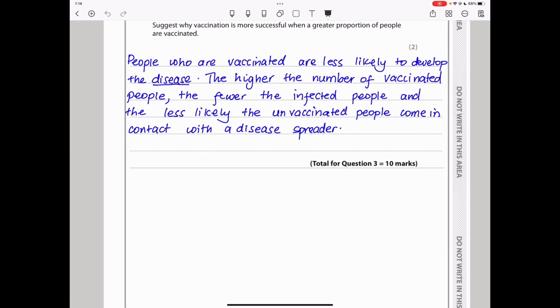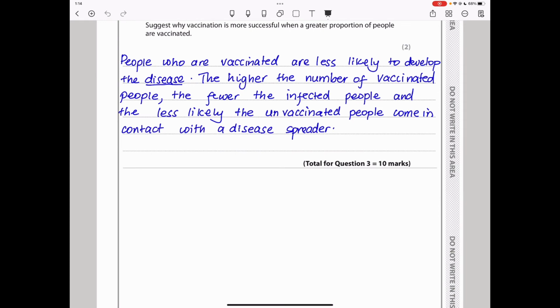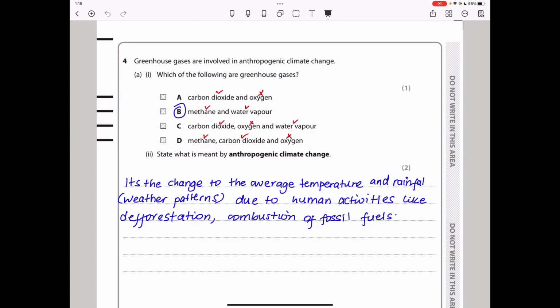So this brings us to the end of question 3. Let's move on to question 4. Question 4. Greenhouse gases are involved in anthropogenic climate change. A1 says, which of the following are greenhouse gases?